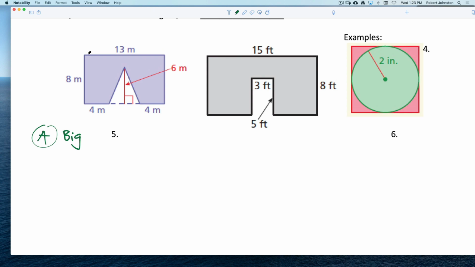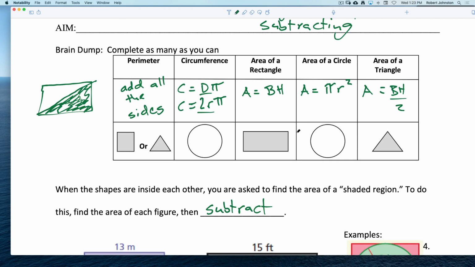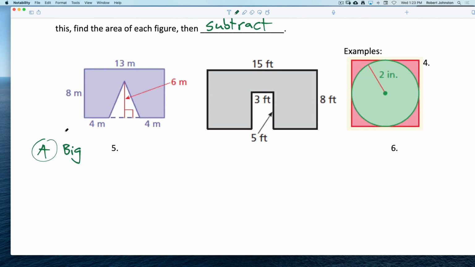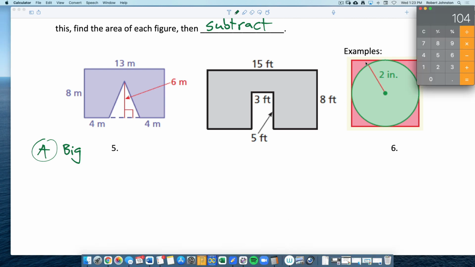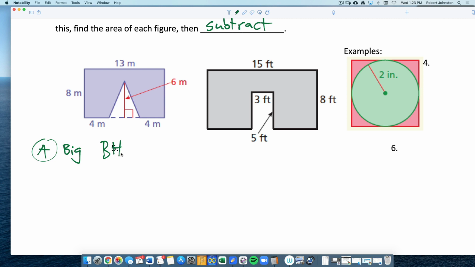Now the nice thing is that they gave me, and if you forget, they're all right here. Area of a rectangle is the base times the height. So 13 times 8. You guys will have access to a calculator. If your 13s are super good, you could knock yourself out, but this one's going to be 104. Base times height is 104 meters squared. Make your notes look like mine, please.